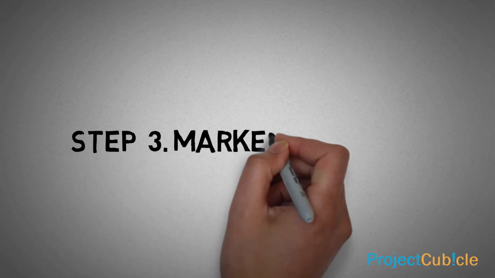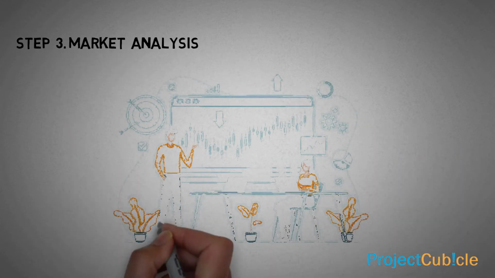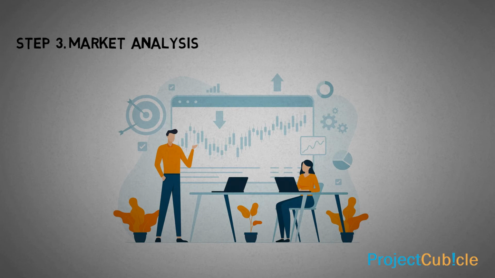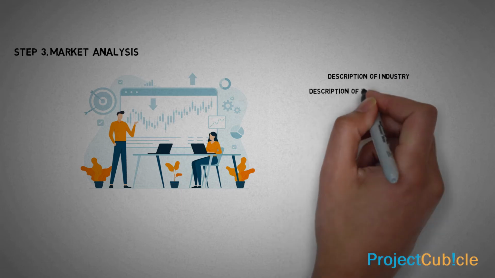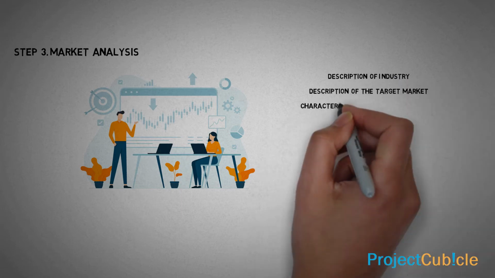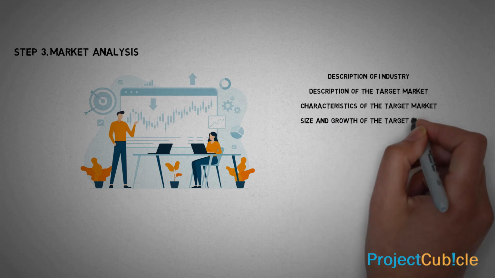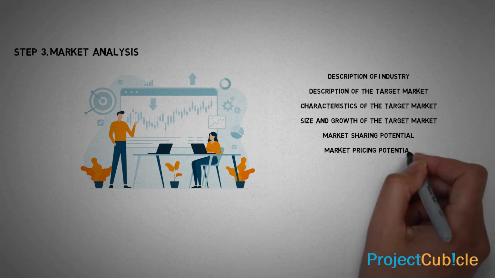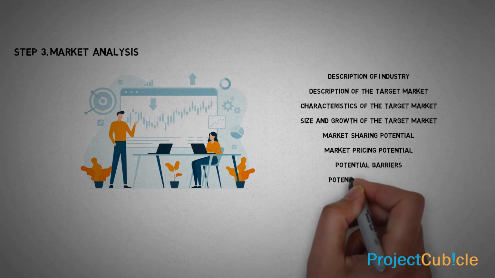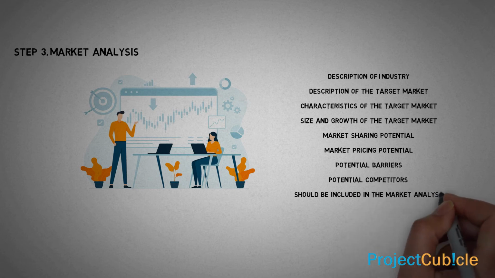Step 3. Market analysis. Provide an in-depth analysis of your industry, market, and competitors. Description of industry. Description of the target market. Characteristics of the target market. Size and growth of the target market. Market sharing potential. Market pricing potential. Potential barriers. Potential competitors should be included in the market analysis.